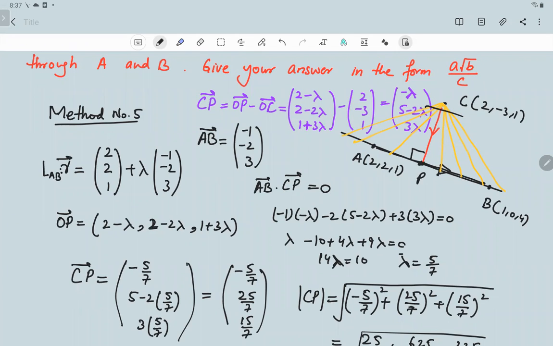Let me remember, there is yet another method, method 6, but I leave it to you. You will figure it out yourself. So we stop this particular point over here and we stop the recording.